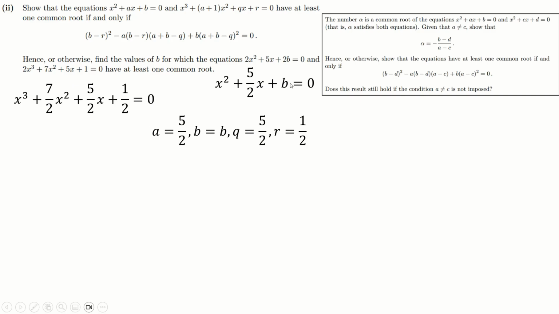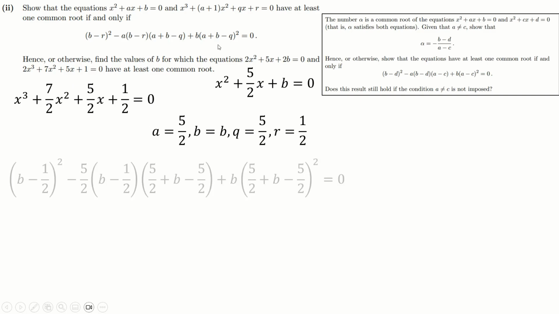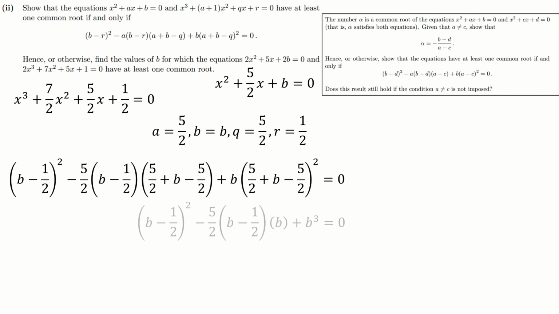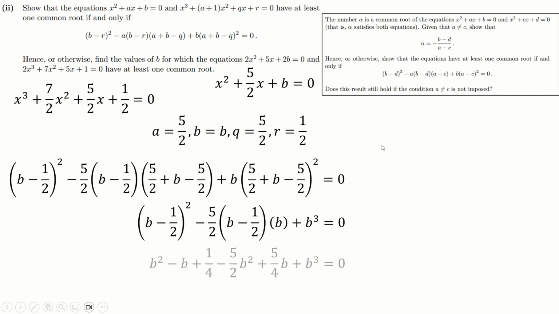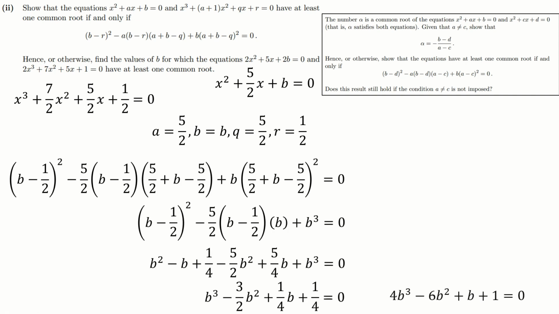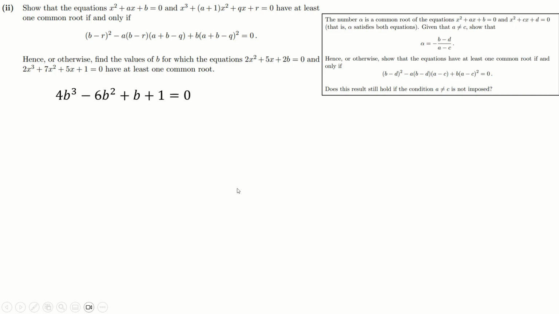B is just B, I guess. And then you just throw that into this formula, and you can solve for B. And it's really not that tricky. Everything kind of expands out. You can times everything by 4 at some point. You end up here. And then, super easy from here, because all you have to do is spot that b equals 1 is a solution. 4 minus 6 is minus 2, plus 1 is 0.